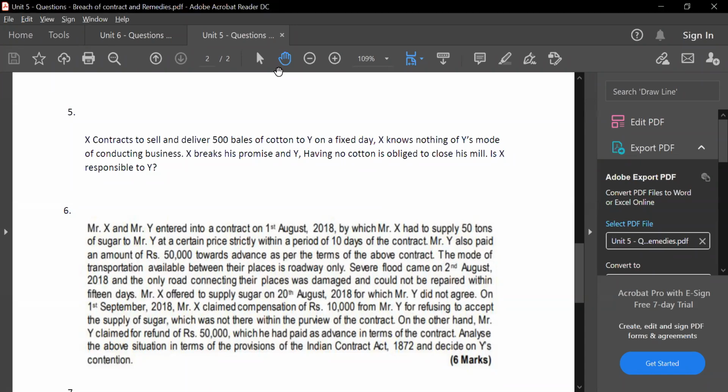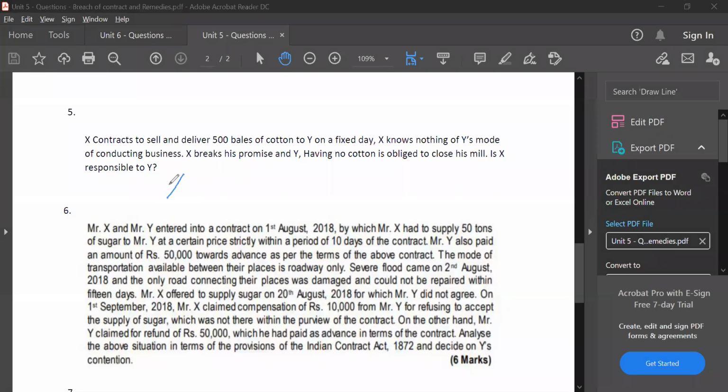So let me explain the question, guys. Here, X contracts to sell and deliver 500 bales of cotton to Y on a fixed day. I'm getting answers from Kriti, wrong answer. Kushi, wrong answer. Priti, correct answer. X knows nothing of Y's mode of conducting business, so X does not know how Y conducts the business. He's just promising to deliver 500 bales of cotton to Y. X breaks his promise. He is not delivering.